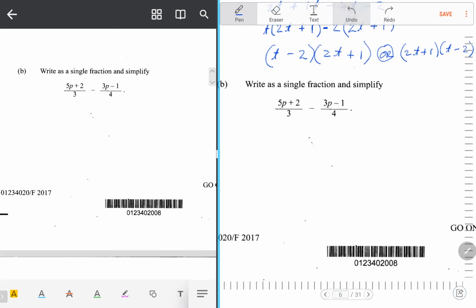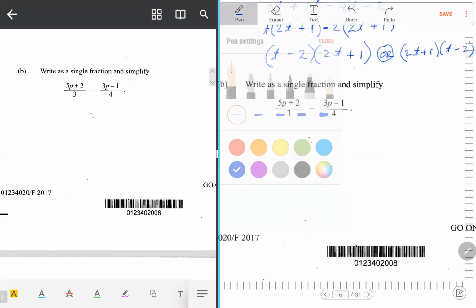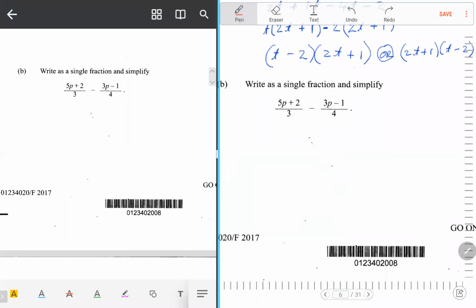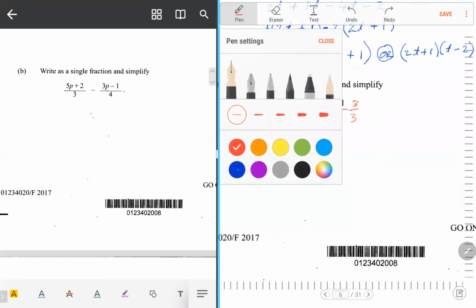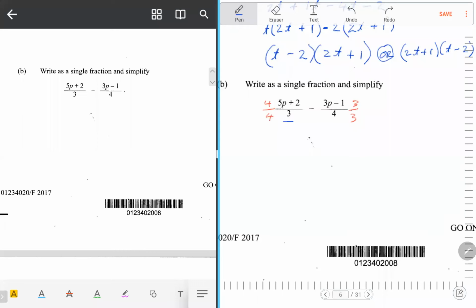All right, so how you show that in the workings is that you multiply this one by 4 over 4, and multiply this one by 3 over 3. And you be careful with the signs, especially the negative sign. All right, pay attention. So let's work out and see what we get now. So the 4 times 5p is 20p.